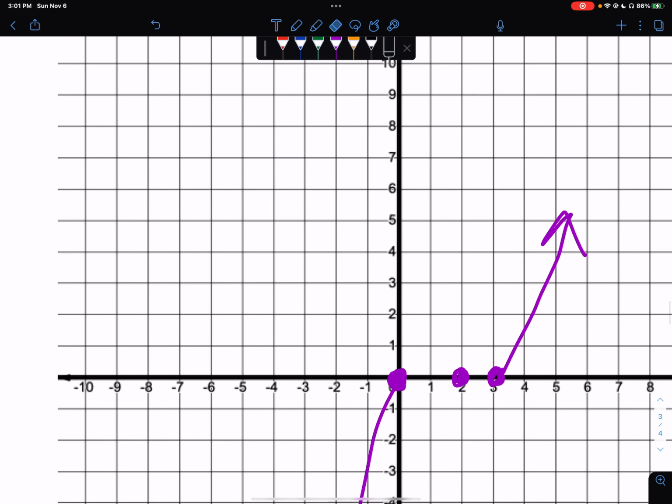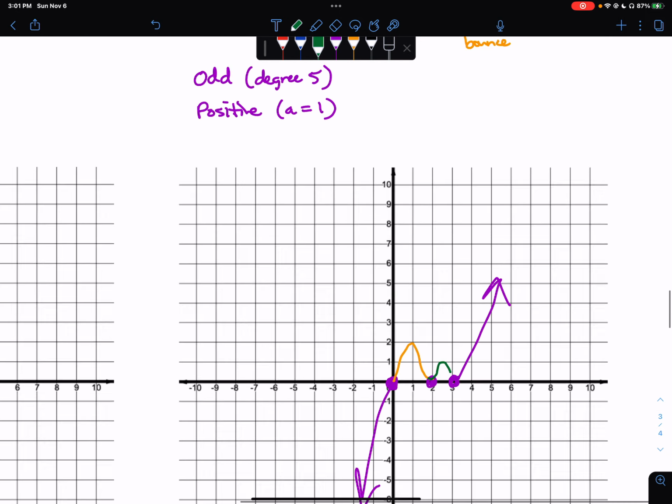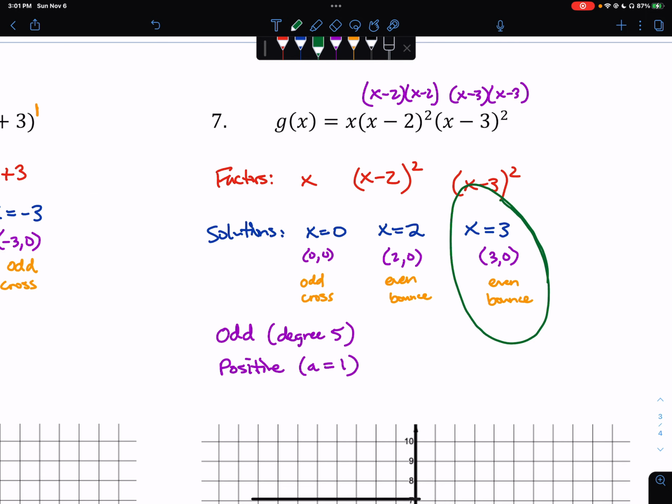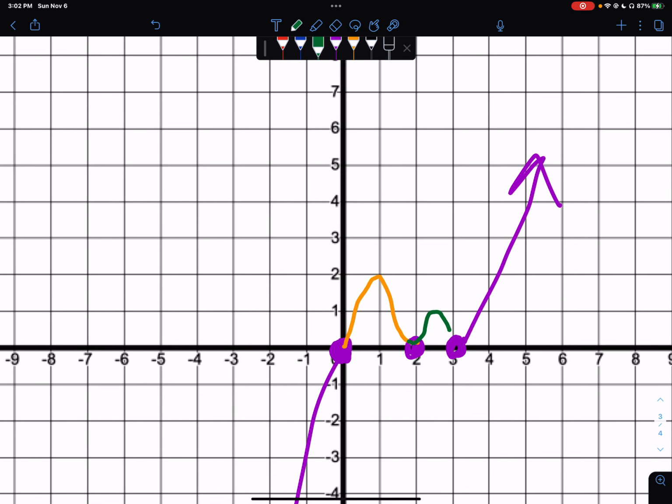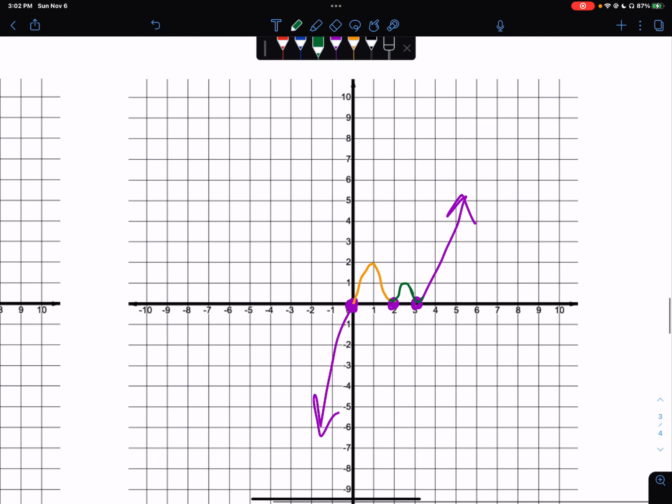So I'm actually going to redraw this to be a little bit better here. So we're going to come up, go to 2, and hit that and bounce. Kind of do a U-turn here. Come back up, but I got to quickly go up and come back down because I got to get to 3. But again, at 3, we have to bounce. So we're going to take that and kind of create a little U here, and there's our graph.